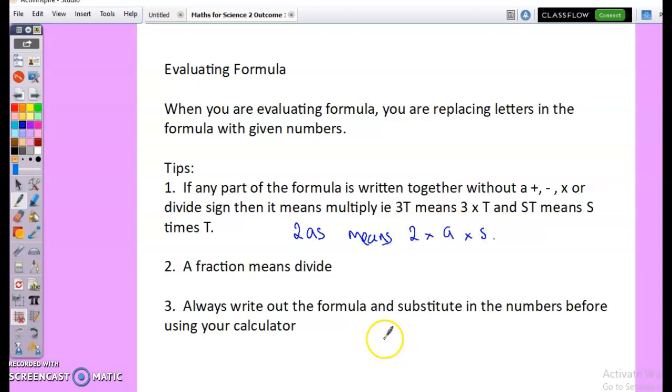If you've got something written as a fraction, it means divide. So if you have 12 over 3, it means 12 divided by 3, which should just be 4. It's always the top one divided by the bottom. Okay, and the third tip is, if you're going to do this, you want to write out your formula, you want to then substitute in the numbers and then pick up your calculator. Okay, less likely to make a mistake that way.